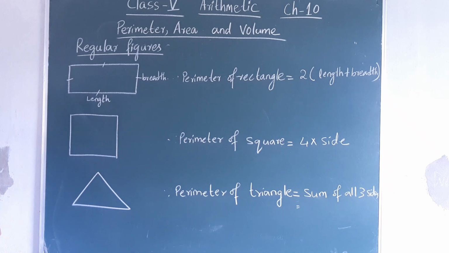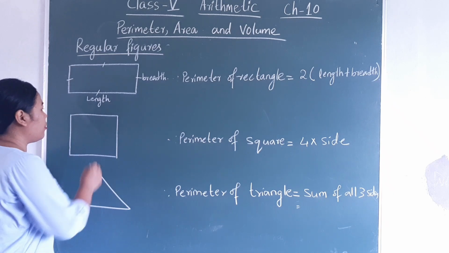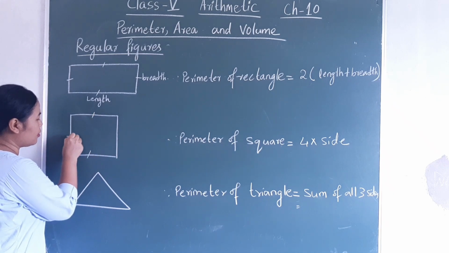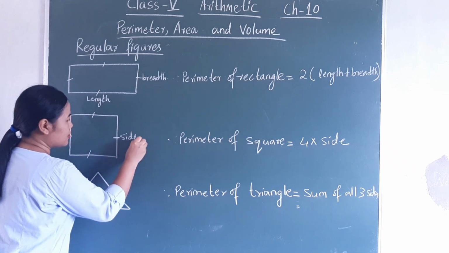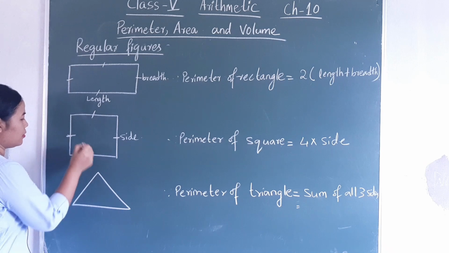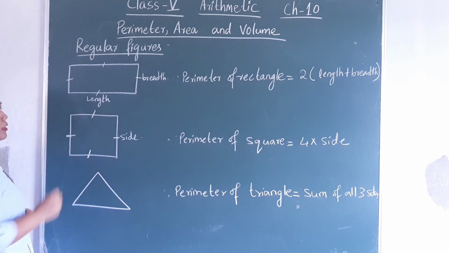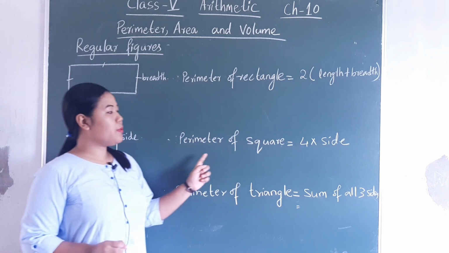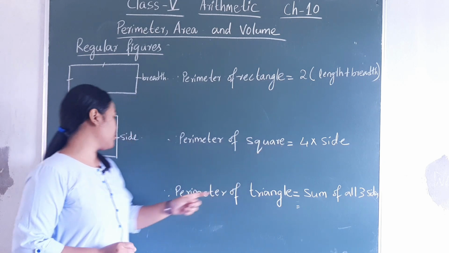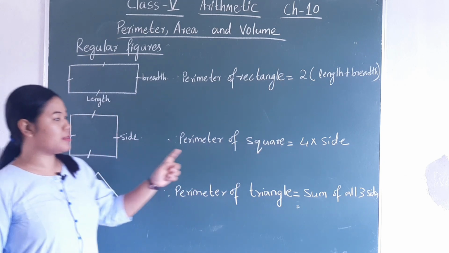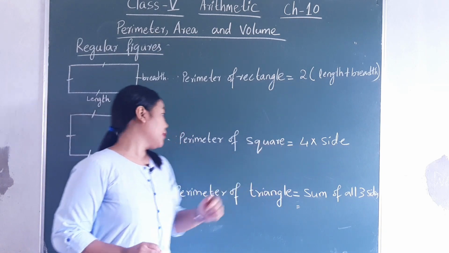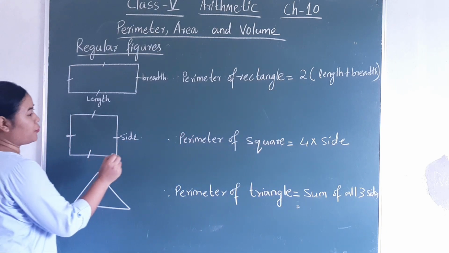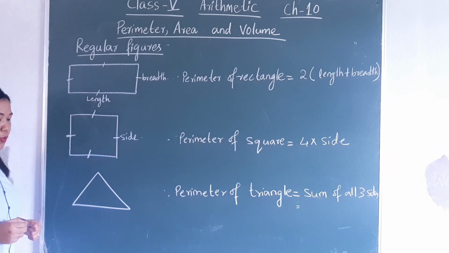Next is square. We know that in a square all the sides are equal. Okay, so this is a side, side, side. So all the sides are equal. So perimeter of a square is equal to how many sides? 4 sides. That is why 4 multiplied by side. So this is how you find the perimeter of a square.